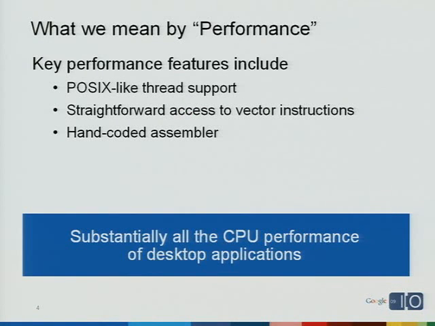Now, what do we mean by performance? Because you can write pretty fast JavaScript nowadays. Well, what we mean is literally we want to be within single-digit percentages of the best you can do with desktop native code. And in particular, it means supporting features like threads. Modern CPUs are multi-core and also will tend to be multi-threaded. And so we've put a lot of effort into providing a subset of POSIX threads in Native Client.